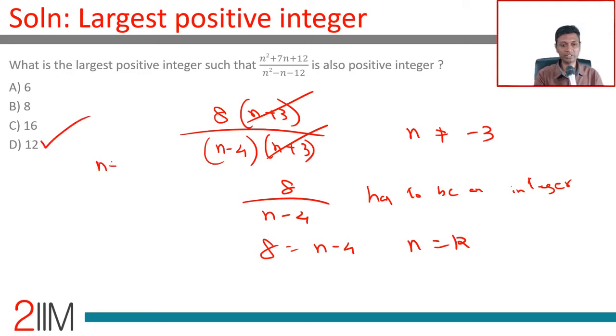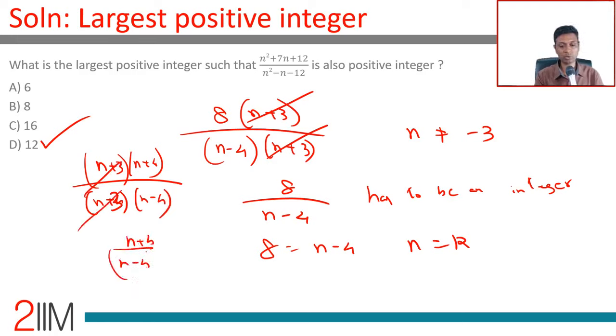Another way of doing this, factorize this: (n plus 3) into (n plus 4) by (n plus 3) into (n minus 4). (n plus 4) by (n minus 4) should be an integer. What is the maximum value n can take? 12 plus 4 by 12 minus 4 works. 16 by 8 is 2. Then you can simplify. The smaller this integer is, the larger the value n can take. Put it as 2, simplify, you're through.